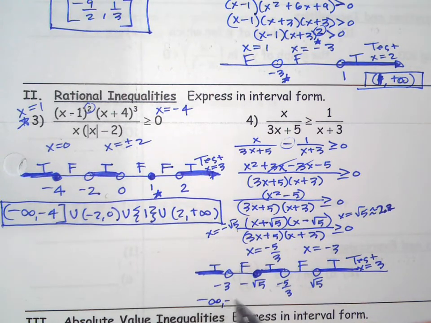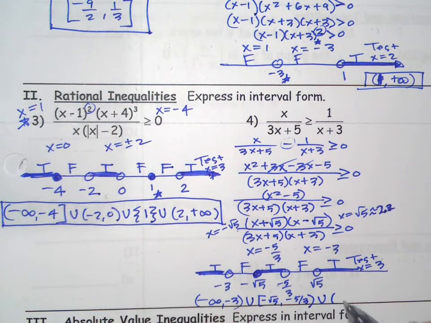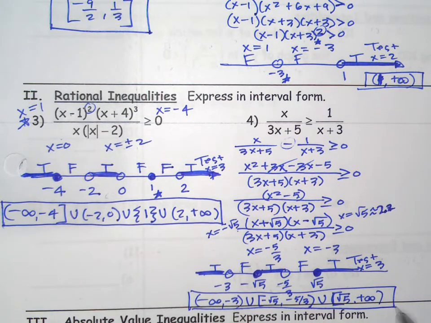So -infinity to -3, bracket, -√5, -5/3, parenthesis, union. Oh, this should be a solid dot. There's your answer. All right, let's do some absolute value problems.